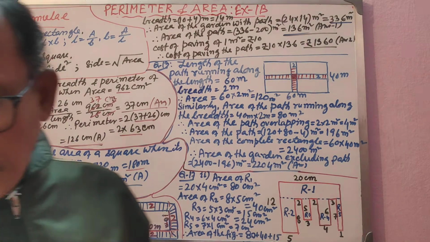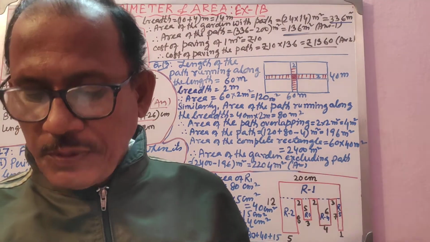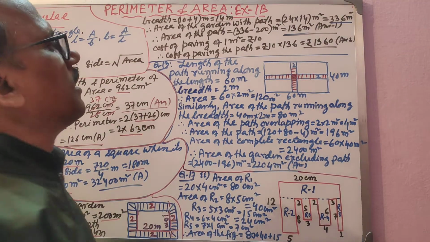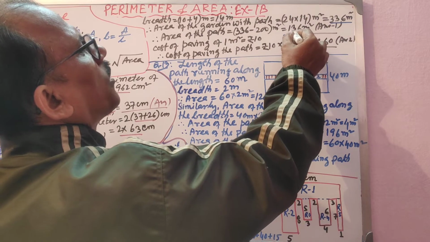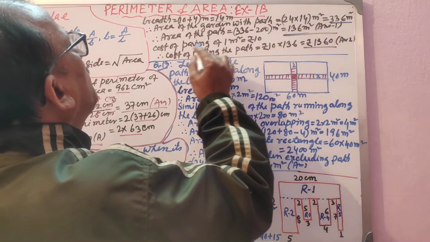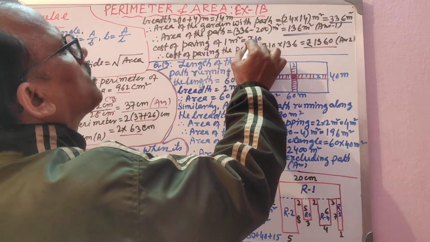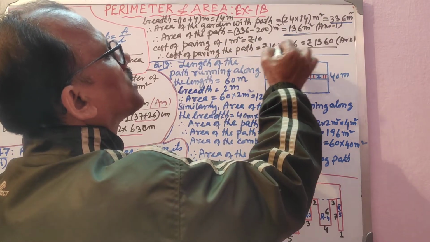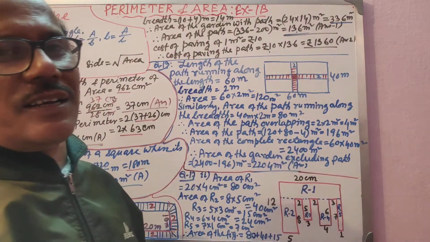Now the rate of paving is given to you: rupees 10 per meter square. Rupees 10 for 1 meter square. So how much will be the cost for 136 meters square? The cost of paving 1 meter square is equal to 10 rupees. The cost of paving of the path will be 136 into rupees 10, which is equal to 1360.